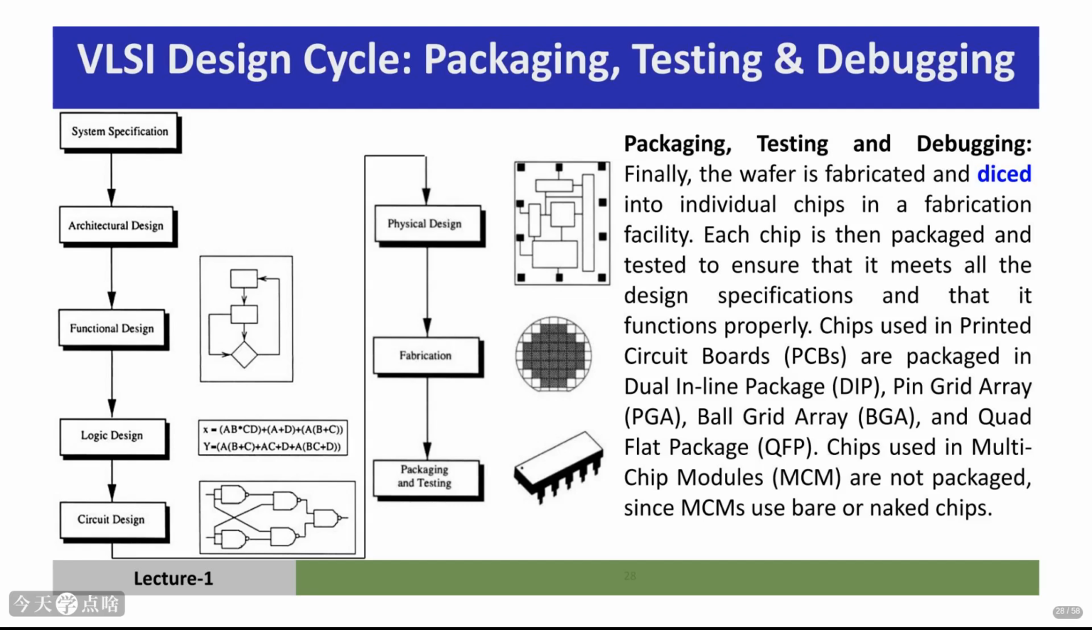The final stages are packaging, testing, and debugging. After fabrication, the wafer is cut into individual chips, a process called dicing. Each chip is then packaged, often in formats like DIP, PGA, BGA, or QFP, which provide pins or balls for connection to the outside world. Packaging protects the delicate chip and provides electrical connections.